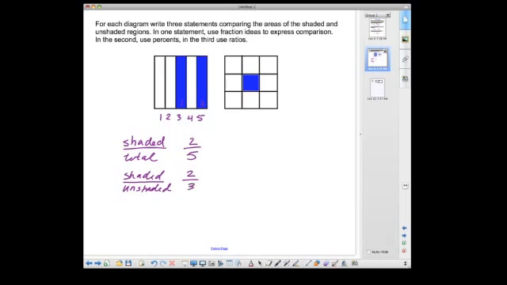Same proportions with the second example, 1 to 9 or 1 to 8, depending on whether you're using the total or you're using the unshaded as your denominator.